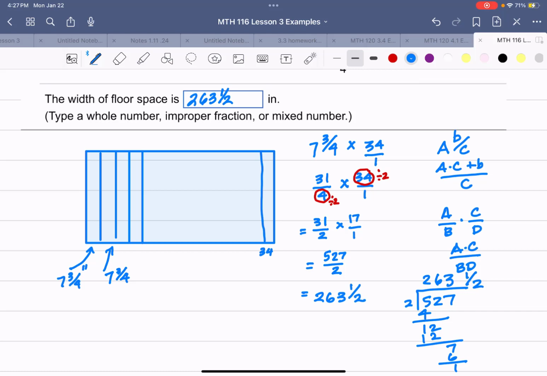So that means that this entire floor covered with 34 of these 7 3/4 inch boards will cover 263 and 1/2 inches.